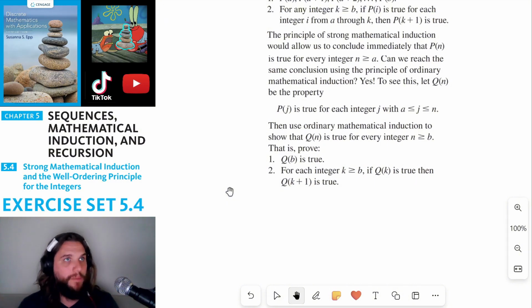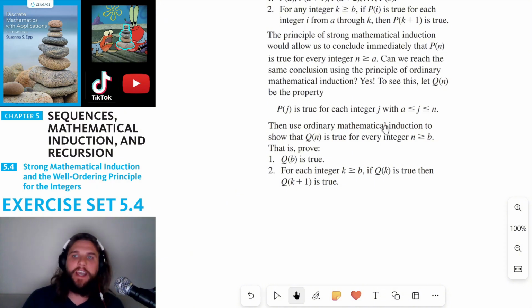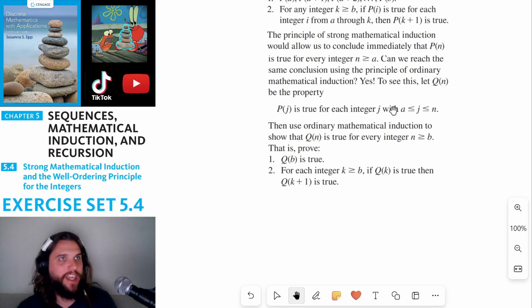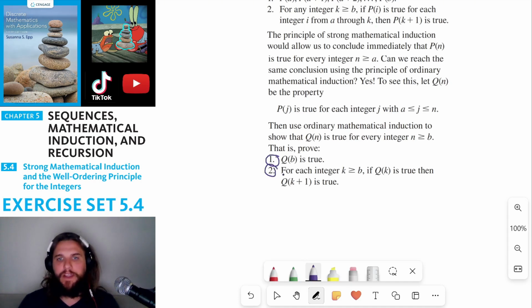This is a very important problem because most of us think that strong mathematical induction is required for certain proofs. But in reality, we can actually use normal mathematical induction every single time. We just have to be careful with how we define our predicate. In this case, they're literally giving us the predicate. The authors of the textbook are telling us what the predicate Q of n is that we need to prove. So let's prove both of these statements, starting with Q of b, which is our base case.